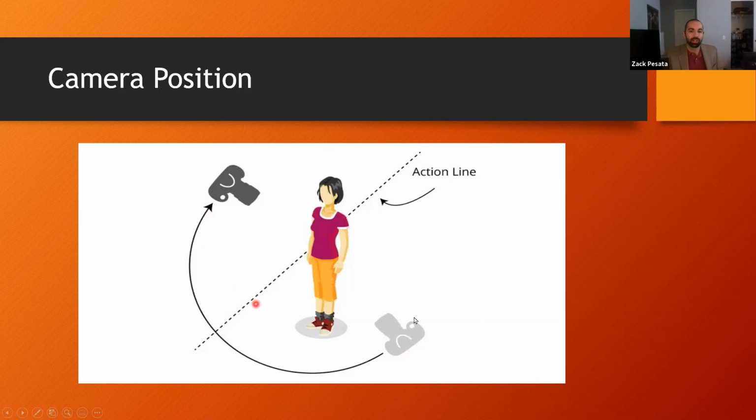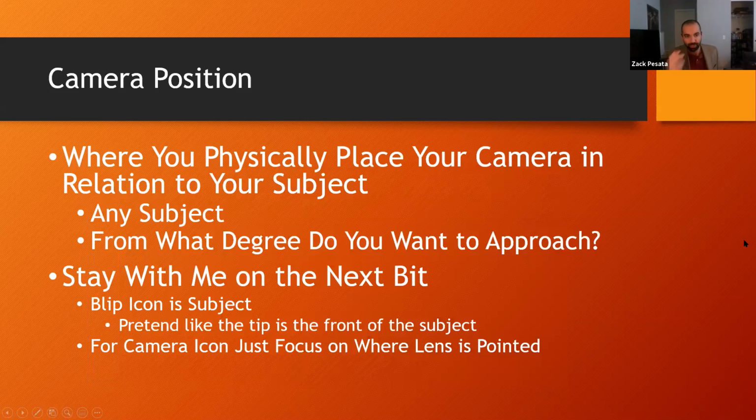And I'll introduce another diagram that I think explains it better. So camera position is where you physically place your camera in relation to your subject. Doesn't matter which subject it is. And think back on that circle diagram of the 360 degrees. A cinematographer and director can choose wherever they want to place that camera on that diagram. So I'm going to talk about that diagram next.